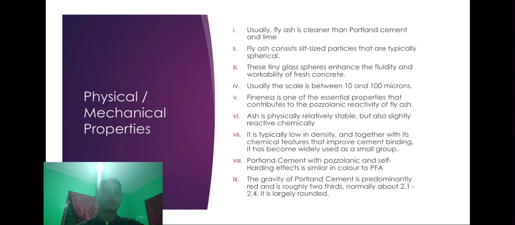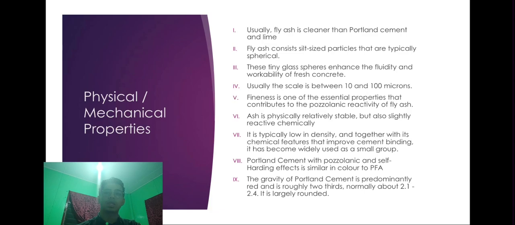Third, fly ash is physically relatively stable but also slightly reactive chemically. In the typical low-intensity state, it has a chemical feature that improves cement binding. It is widely used as a cement additive.